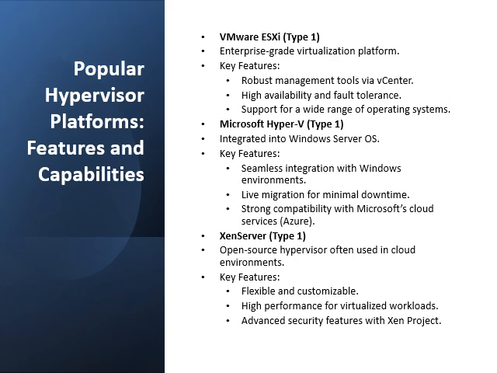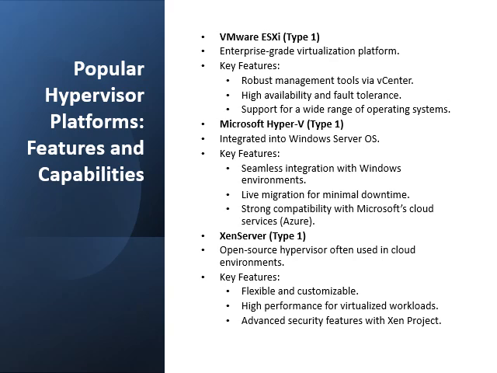Now, let's look at the popular hypervisor platforms, their features and capabilities. VMware ESXi, which is an example of a Type 1 hypervisor, is an enterprise-grade virtualization platform. Some of the key features include robust management tools via vCenter, high availability and fault tolerance, and it supports a wide range of operating systems. Microsoft Hyper-V, also an example of Type 1, can be integrated into Windows Server OS. Key features include seamless integration with the Windows environment, and it supports live migration to minimize downtime.